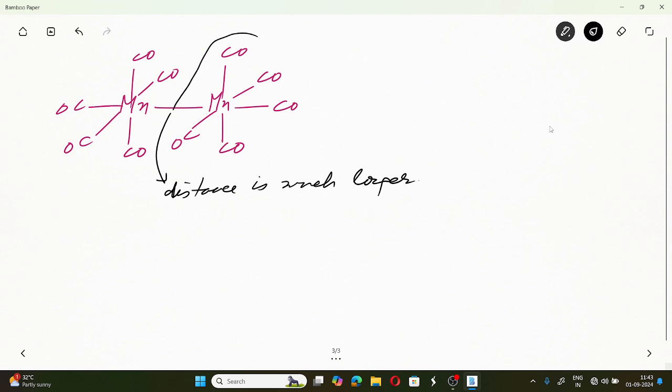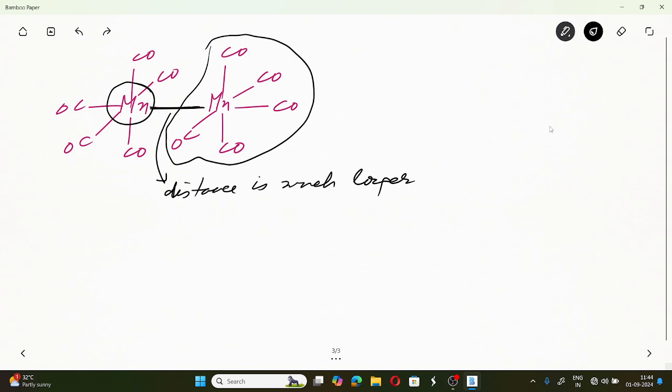Obviously, with respect to this manganese, if you look at the other manganese, there is a very large group. So there will be steric repulsion. And in order to avoid the steric repulsion, this Mn-Mn bond distance will become longer. But the question is why it will not dissociate. If it becomes longer, there is a possibility that it can dissociate. But still, this binuclear complex is known to exist.